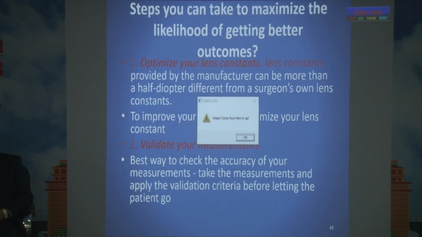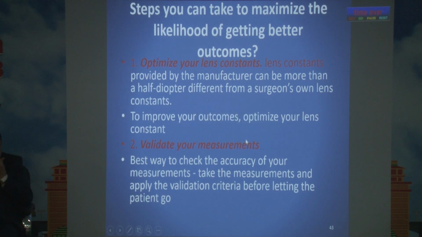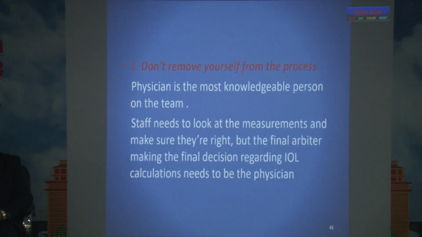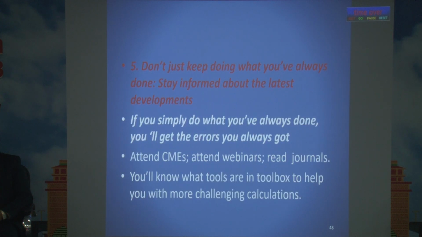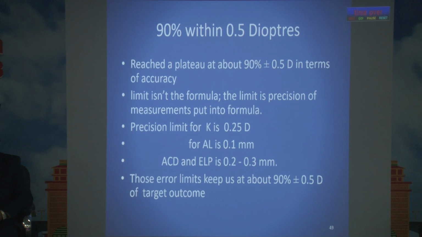So these are the steps you can take to maximize the likelihood: optimize your lens constants, validate your measurements. Take measurements yourself. Don't remove yourself from the process and become totally dependent on your optometrist. Spend extra time counseling patients after refractive surgery. So 90% within 0.5 diopter is achievable.